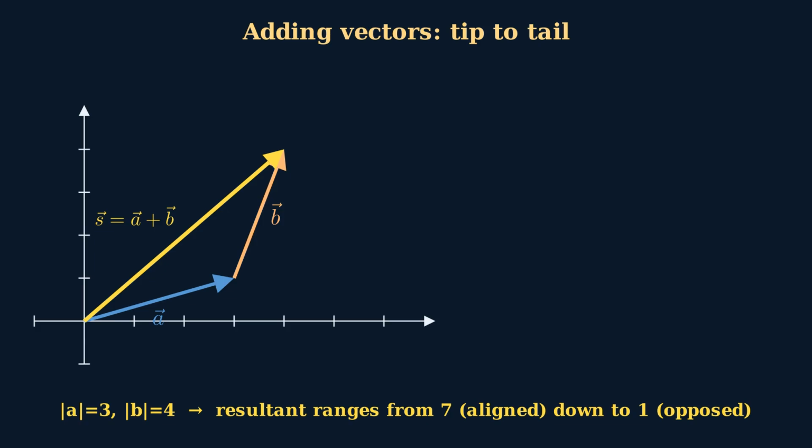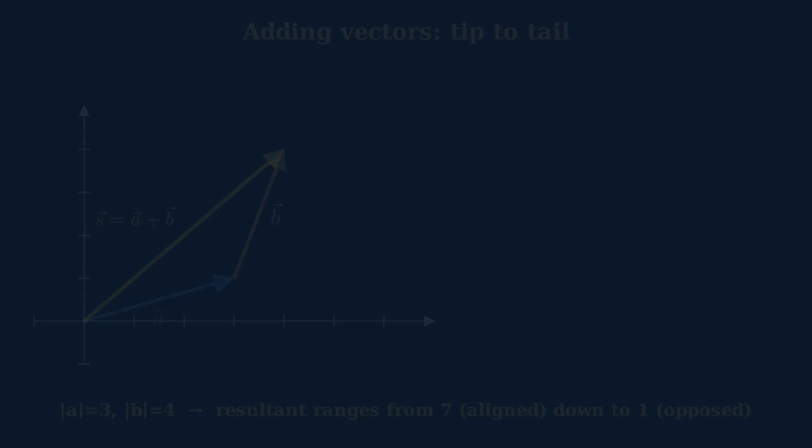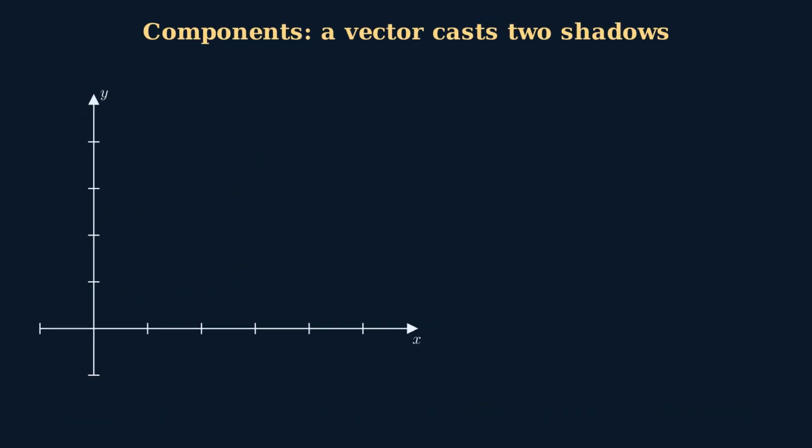Direction changes everything. Drawing arrows is lovely, but for real calculation we want numbers. So we lay the vector on a set of axes and ask, how much of it points along x and how much along y? Those two pieces are its components.